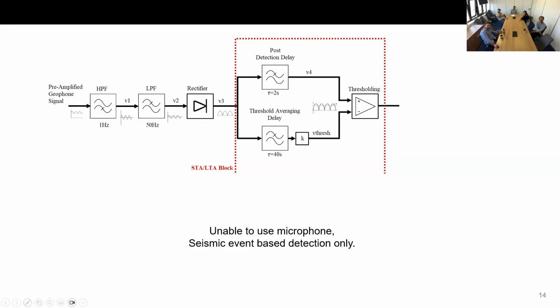And here's our STA/LTA block. As you see, we have two filters, basically. The long time constant filter gives us the average amplitude of the signal for, say, 40 seconds, and the STA filter gives the average for, say, 2 seconds. Once the short time average is higher than the long time average multiplied by a user-set threshold, which is K here, the system simply gets triggered.